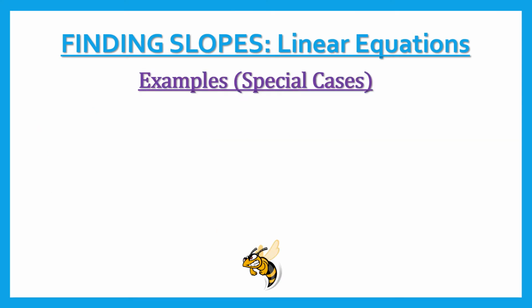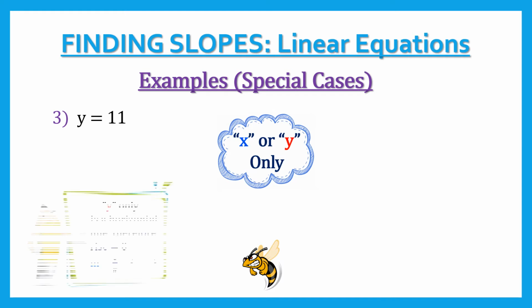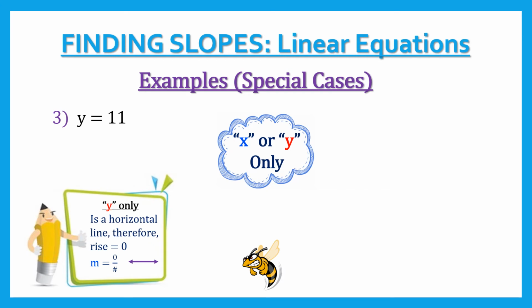Examples, special cases. We're talking about when there's x or y only. Number 3, y equals 11. If you look carefully, there's no x involved in this equation. Whenever you have this situation, when there's y only, it's a horizontal line. Therefore, the rise is 0, but you will have some value other than 0 for your run. And in previous videos, you know it's okay to divide 0 by a number or an integer other than 0, of course. So m will equal 0.